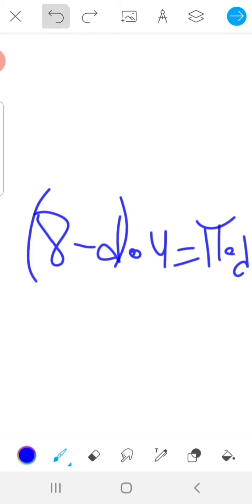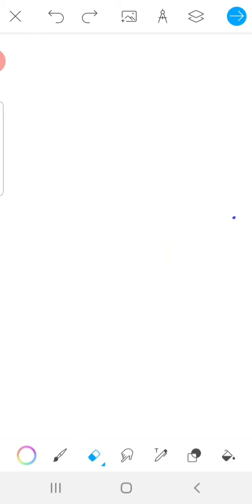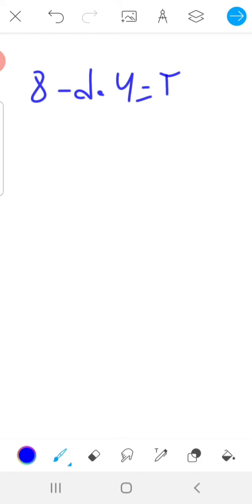See what I mean? Okay, so now I'm going to write this a little bit smaller so that I can write more stuff. 8 minus d times 4 is equal to pi times d. Okay, now we need to find a way to simplify that.